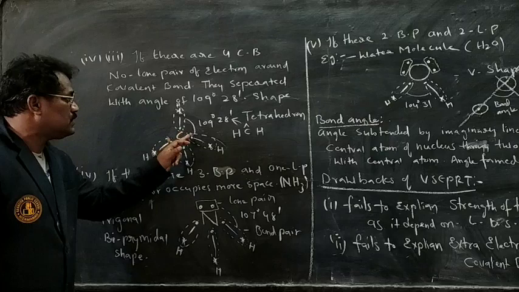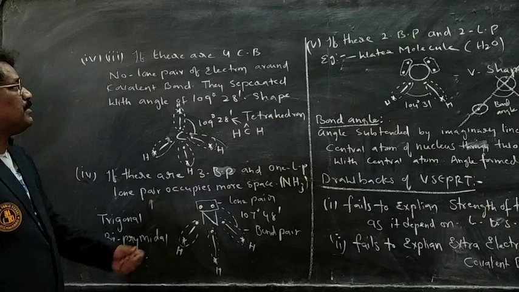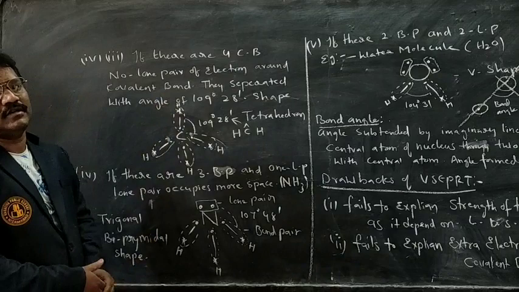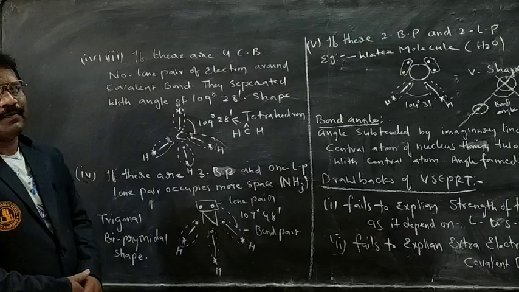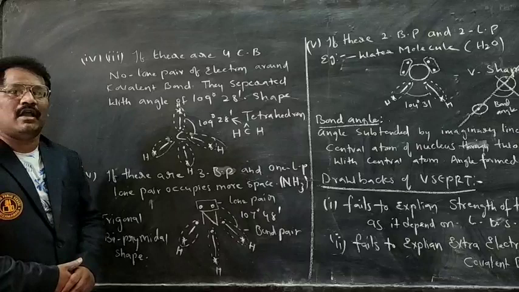Then that particular bonded pair will get separated with an angle of 109 degrees 28 minutes, and the shape of the molecule is called tetrahedron shape. See, the best example for that one is methane molecule whose formula is CH4.